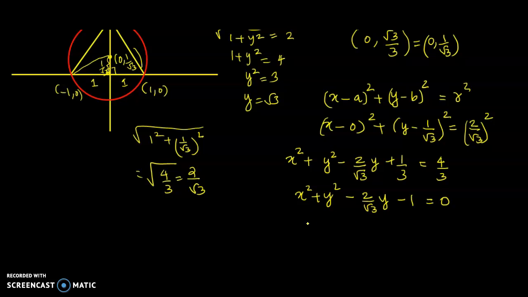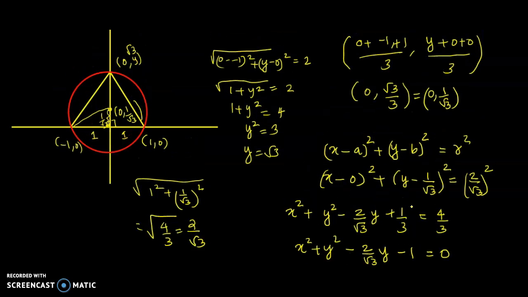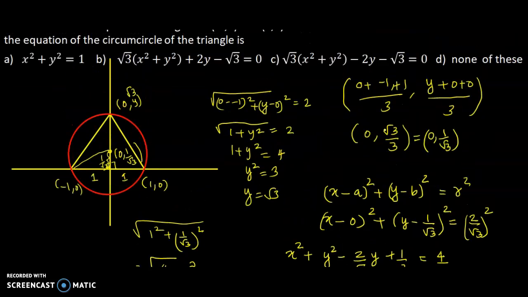So multiplying throughout by root 3, root 3 into (x squared plus y squared) minus 2y minus root 3 is equal to 0. So the correct option is option C.